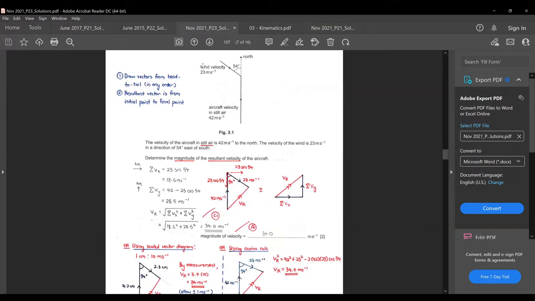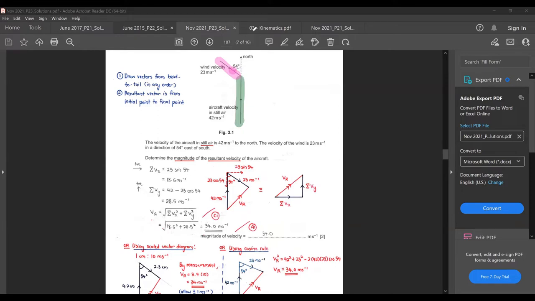Now, if I look at the vector diagram, there is velocity going to the north, and then velocity going in this diagonal direction. If I try to draw the vector diagram out, this one would be how the velocity diagram looks like. This one is the velocity of the aircraft. And then after that, this one is the velocity of the wind.